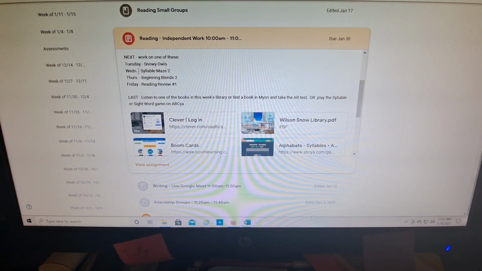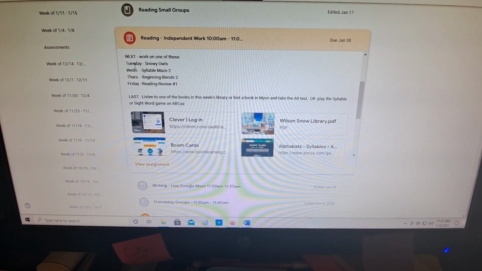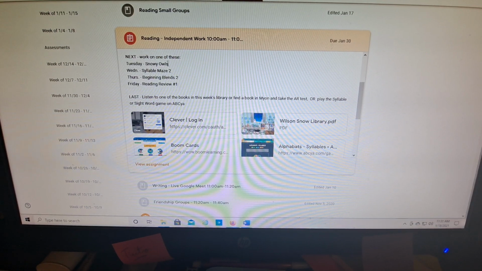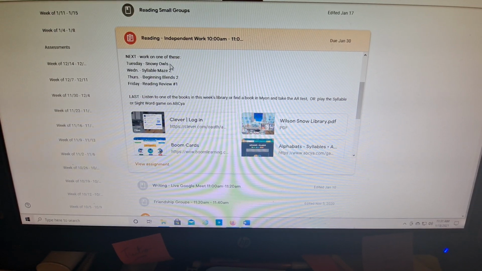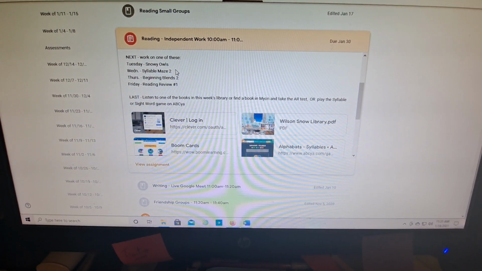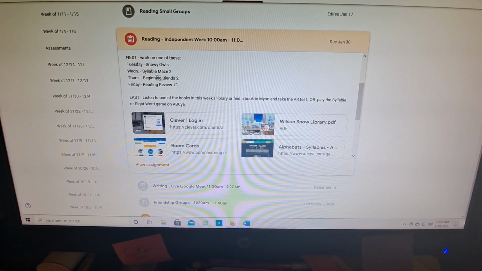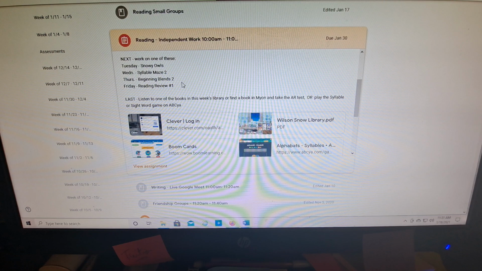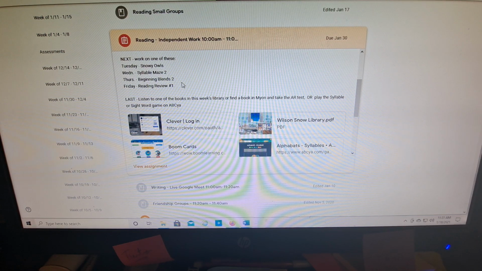And then here's what we're doing. Again, to make it a little easier, I added the day of the week. Tuesday, we're going to be going over the Snowy Owl main idea passage. Wednesday, we're going to be doing syllables, a syllable song and the syllable maze, kind of like what we did last week. We're going to work on some beginning blends. And then Friday, I have a reading review. It's a little bit of comprehension, and I'll talk to the kids about it. I'll show it here real quick.